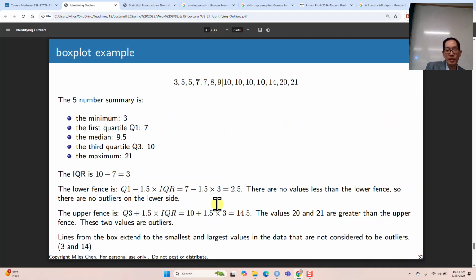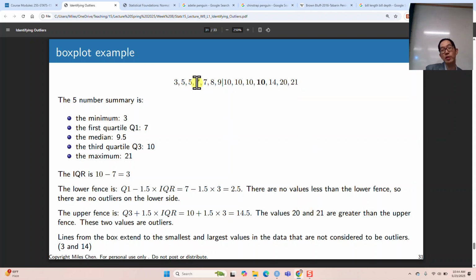So if we apply that to our data set, my IQR is the difference between 10 and 7, because my first quartile, Q1, is 7, and my third quartile is 10, so I have an IQR of 3. 10 plus 1.5 IQRs would be 14.5, because 1.5 times 3 is 4.5, and 10 plus 4.5 is 14.5. So anything above 14.5 is considered an outlier. So 20 and 21 would be considered outliers.